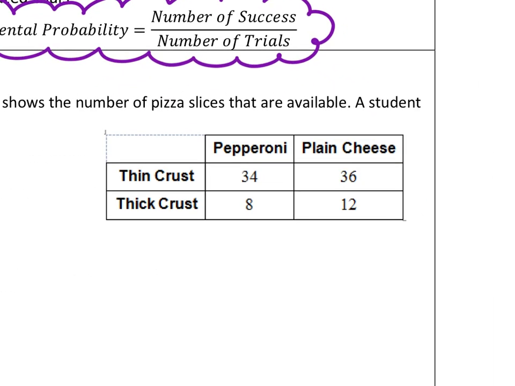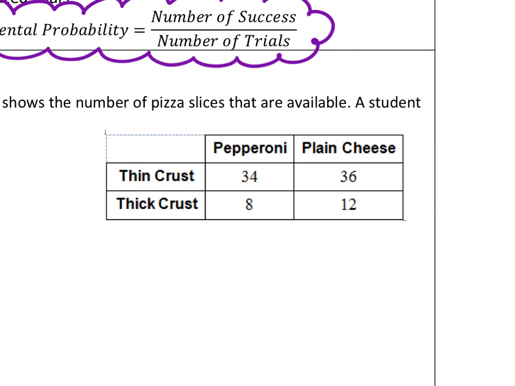What are the 2 kinds of pizzas they can choose from? Pepperoni and cheese with what kind of crusts? Thin and thick crust. So really we have 4 options here. They can get a thin crust pepperoni pizza, a thin crust cheese pizza, a thick crust pepperoni pizza, or a thick crust cheese pizza. So this is kind of like a Punnett square where it's telling us how many of each we have, yes?